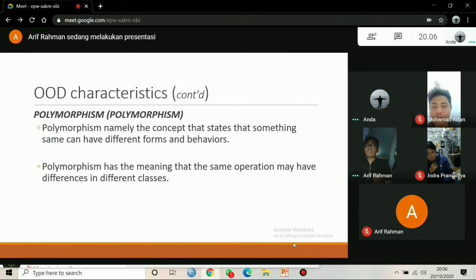Polymorphism, namely the concept that states that something can have different forms and behavior. Polymorphism means that the same operation may behave differently in different places.